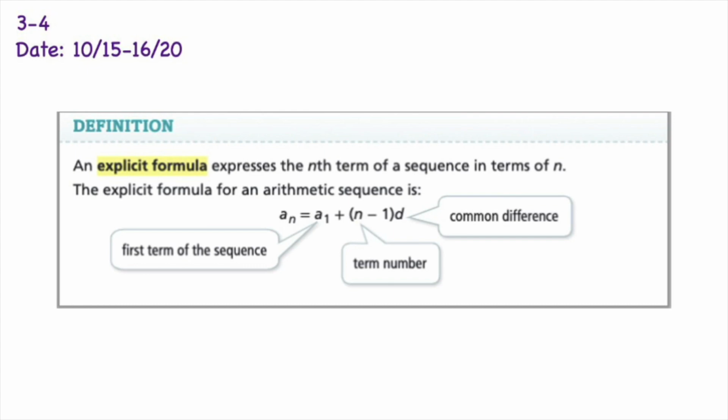So it's a little bit different. It's a sub n equals a sub 1 plus n minus 1 times d. So they put the d at the end instead of in the front, just so that the plus sign and the d don't mix together. It's kind of a little bit neater.